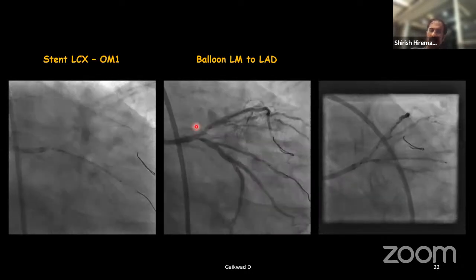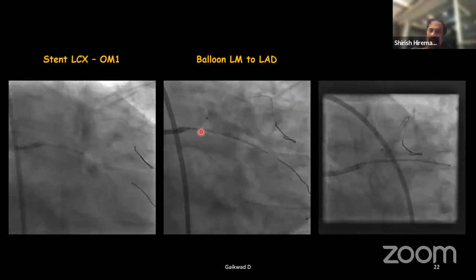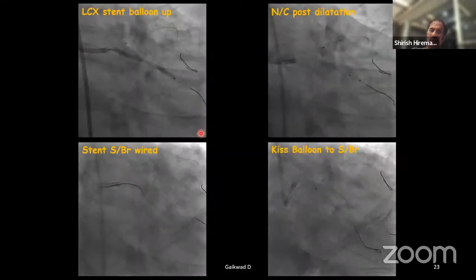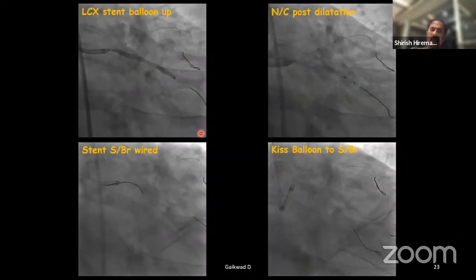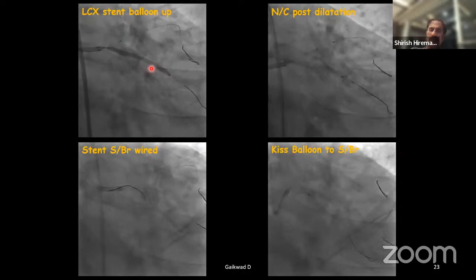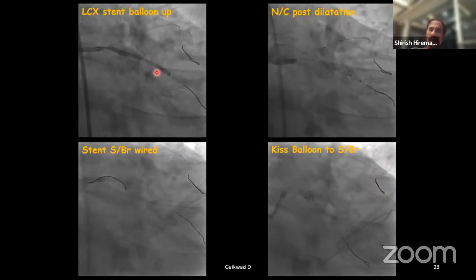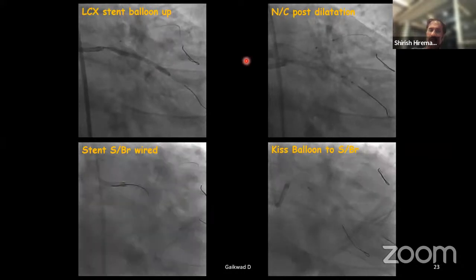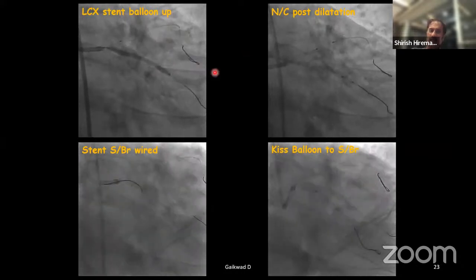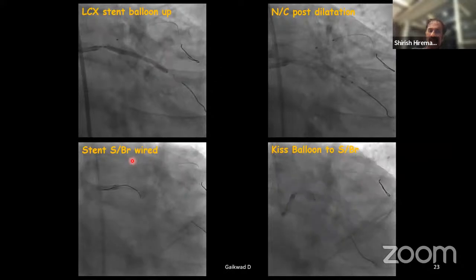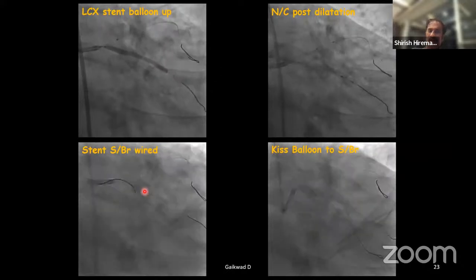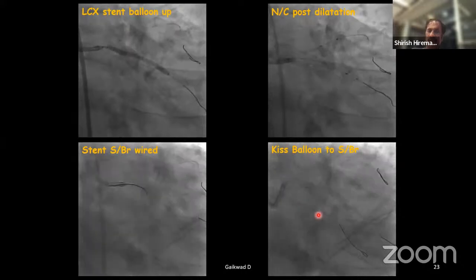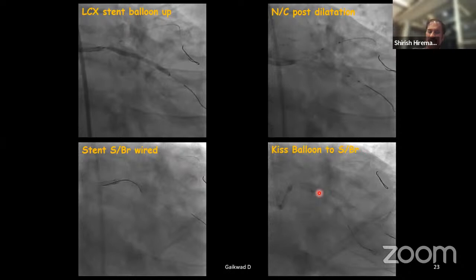and we are having a balloon in left main LAD to flatten out the back end of the projecting stent. The stent balloon is up towards OM1. Then we use NC for post dilatation. Then we wire the OM2. You can see a kiss between these two branches.